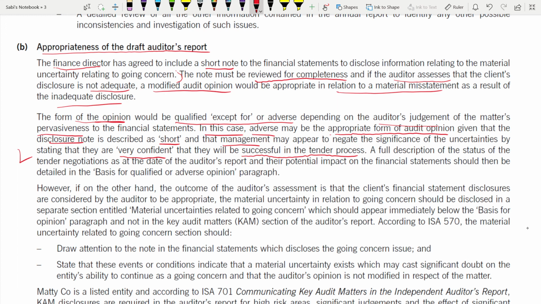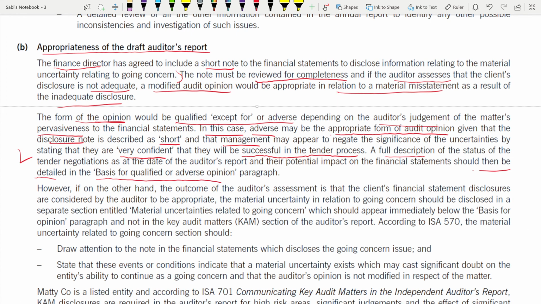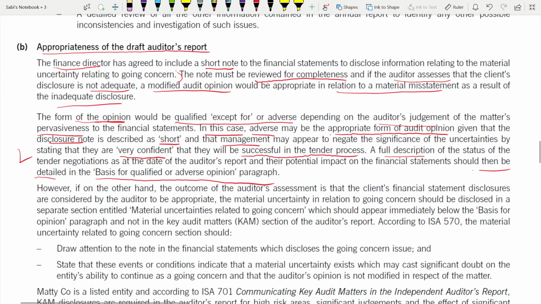A full description of the status of the tender negotiation as of the date of the auditor's report and their potential impact on the financial statements should then be detailed. Where should it be detailed if it's an adverse opinion? Basis for qualified or adverse opinion paragraph. If it's an adverse opinion, you have to say that this is the basis for the adverse opinion. In that paragraph, you have to write the full description of it. What are the tender negotiations? What is the impact on the financial statements?